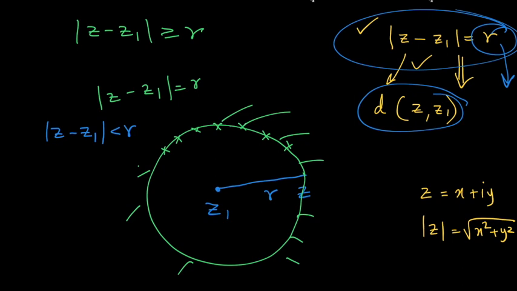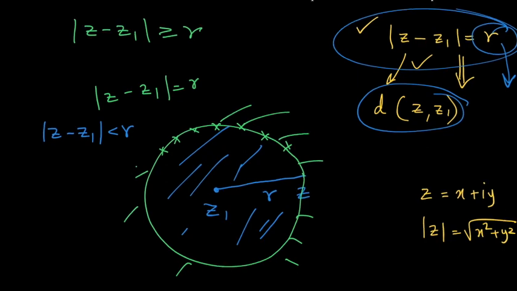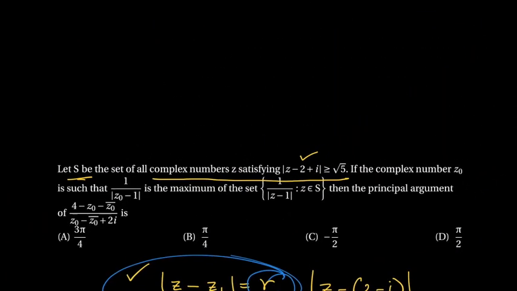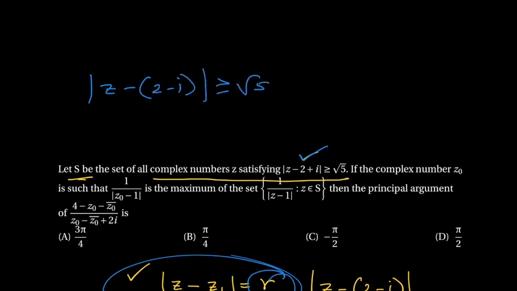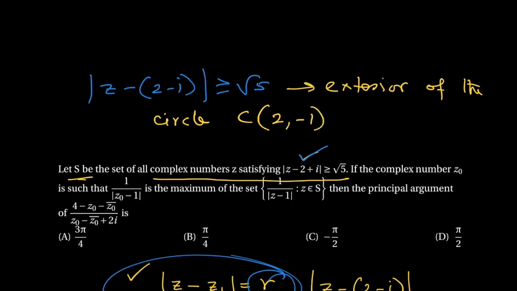It will represent all those points lying in the interior of the circle. Okay, so that idea is clear. Now this is very simple, because modulus of z minus (2 minus i) greater than or equal to root 5 is going to represent the exterior of the circle with center (2, minus 1) and radius equal to root 5.